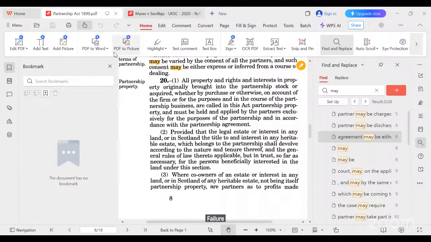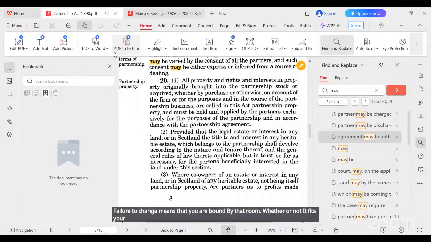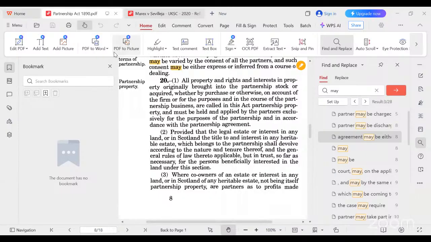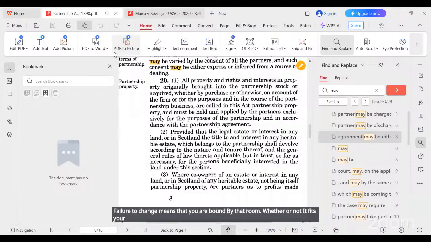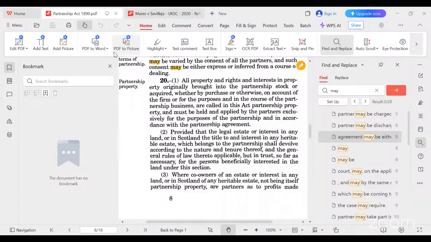Failure to change means that you are bound by that rule, whether or not it fits your situation. So you can see the essence of knowledge, which if you don't have, you get into problem and then you are stuck. You are stuck.